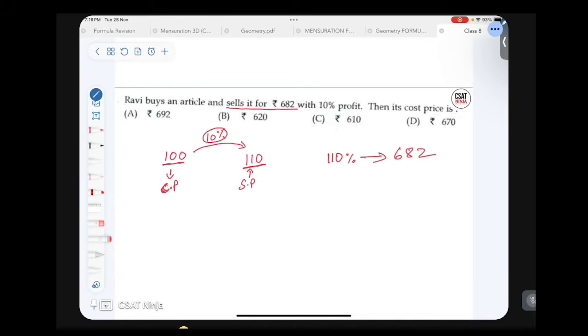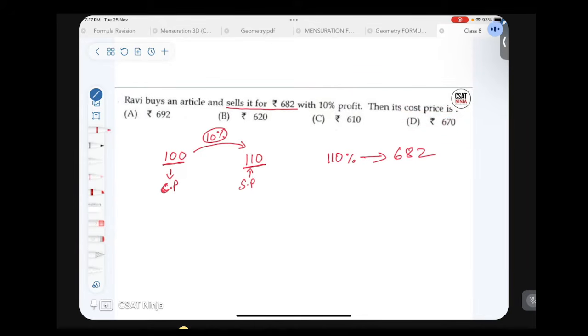So I'll repeat again. What I'm doing is I'm assuming that the cost price is 100, and the question says he is selling at a profit of 10%. That means from 100, if there is an increment of 10%, it will be 110, right? So the cost price was 100 rupees, but because of the profit of 10%, the selling price has become 110. The question says again, the selling price is 682. That means this 110 is nothing but 682. So what is asked? We are asked to find the cost price.